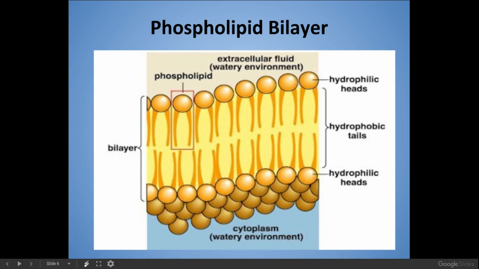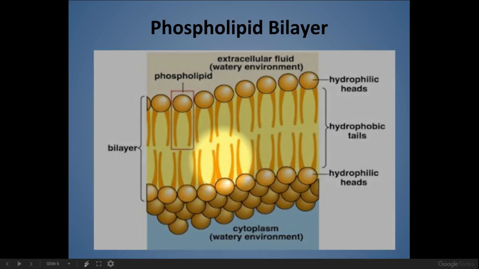It has the hydrophilic heads and hydrophobic tails shown. Their heads are toward this watery part of the outside of a cell, and the heads here are pointing toward the inside of the part of the cell, and the tails are between them, pointing away from both sides of the water. And we have our bilayer. So you have one layer and another layer.